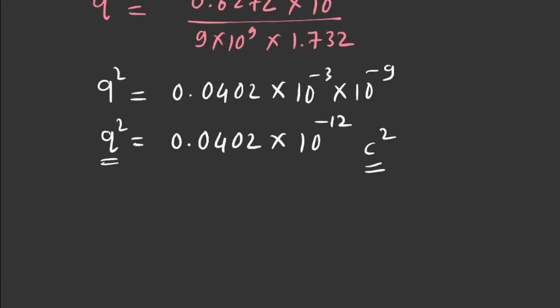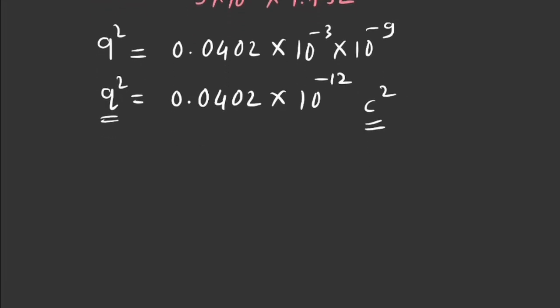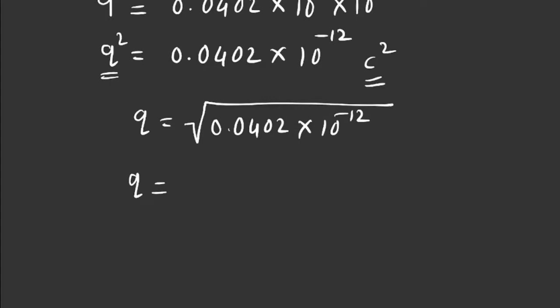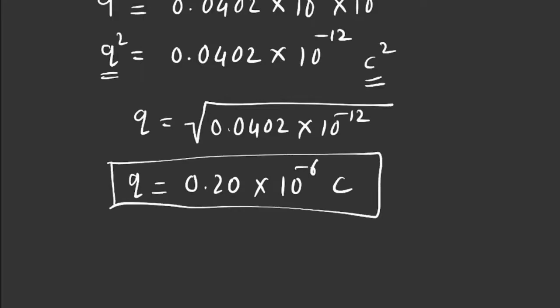And now we want q, the charge on each sphere. To get q, q becomes equal to under root of 0.0402 into 10 to the power minus 12. Now just find the root of these things. Root of 0.0402 becomes 0.20, and root of 10 to the power minus 12 becomes 10 to the power minus 6 Coulomb. So this is the charge on each sphere we got. So this is the answer of this particular question.